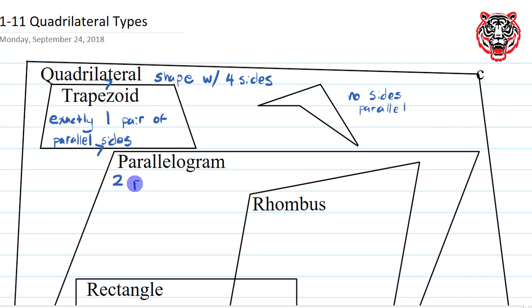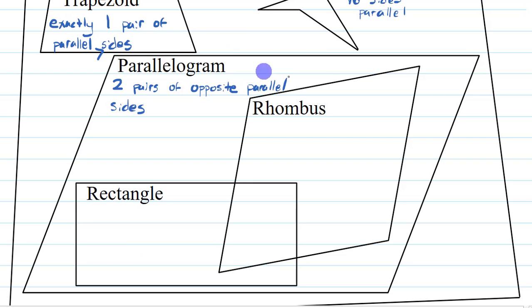So it's two pairs of opposite parallel sides. All right, opposite means on the other side of. So if I'm looking at my parallelogram, this side right here is parallel to the opposite side down here, and this side on the left is opposite and parallel to this side over here. So go ahead and make those marks on your parallelogram.